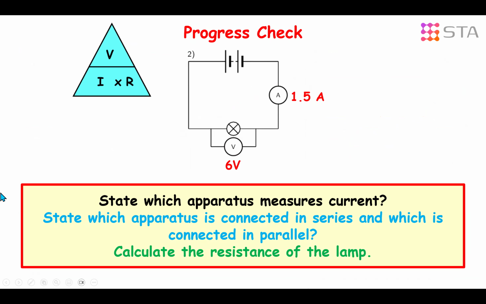Okay, so three questions. Which apparatus measures current? Which is connected in series? Which is connected in parallel? We've already answered those questions. And calculate the resistance of the lamp.